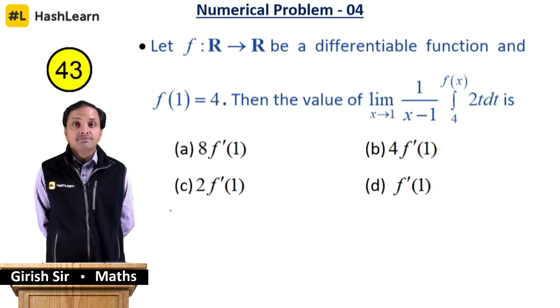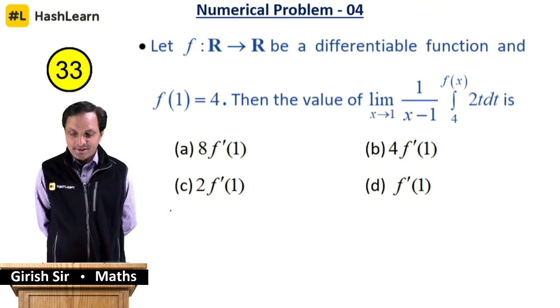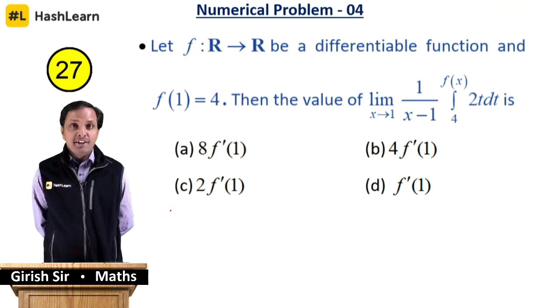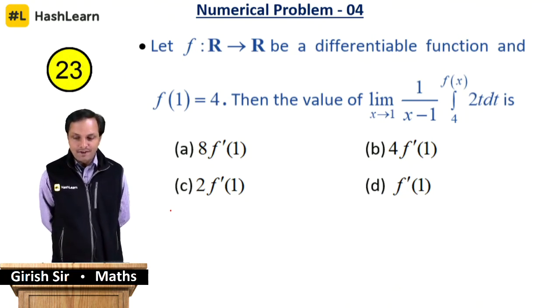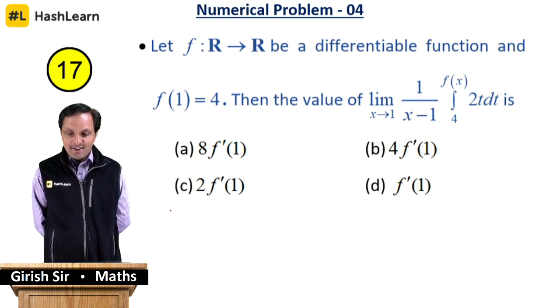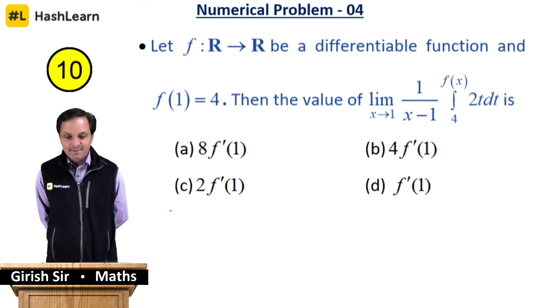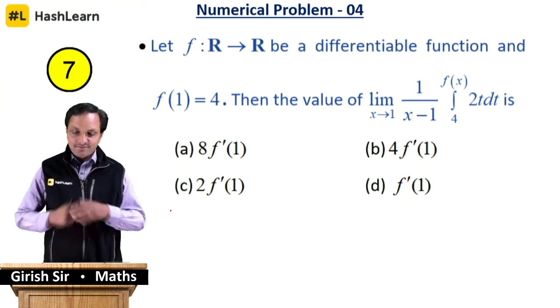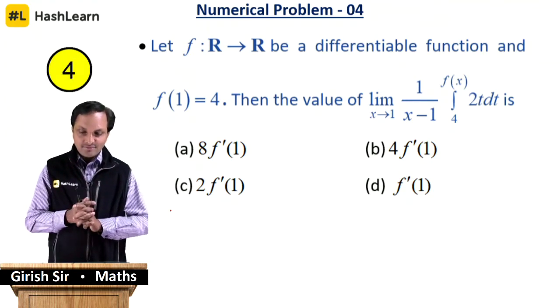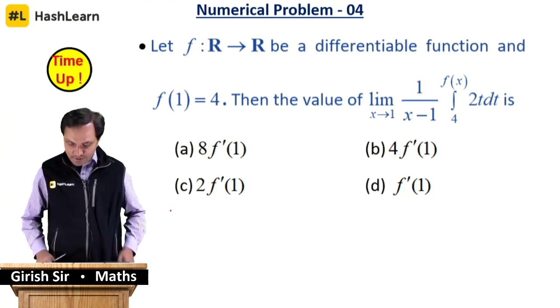Next is numerical 4 with 45 seconds. The value of that limit, 1 divided by x minus 1, and the limit in the numerator you can treat it as integral from 4 to f of x of 2t dt. So let me see how many of them can give the right choice. You are left with 15 more seconds. Very important concept. Time up. So let us see how to do this one.